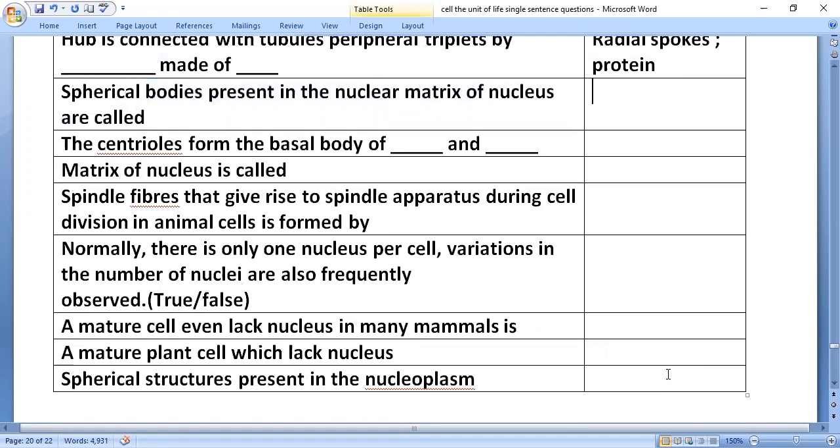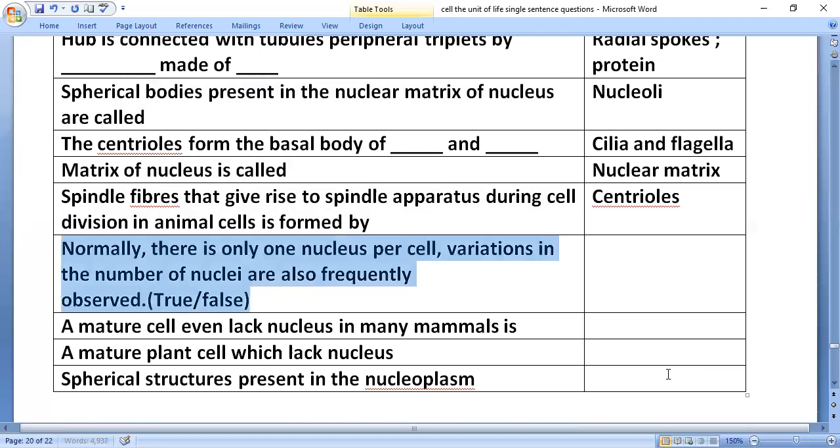Spherical bodies present in the nuclear matrix of the nucleus are called nucleoli. The centriole forms the basal body of cilia and flagella. The matrix of the nucleus is called nucleoplasm or nuclear matrix. Spindle fibers that give rise to the spindle apparatus during cell division in animal cells are formed by centrioles.